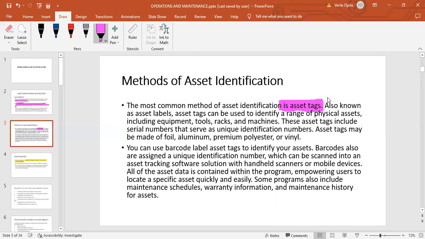assets of the business. So asset tags are important and they can be used to identify a range of physical assets. This could be equipment for the company, tools, racks, machines. You just put a tag on them. These tags will include serial numbers that serve as a unique identification number for each asset.